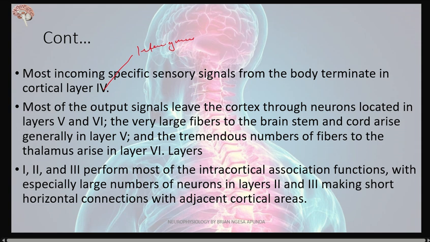The reason is because we have, not the extrapyramidal, but rather the large pyramidal and the fusiform cells that are likely to get their impulse from there. The very large fibers to the brain stem and cord arise generally in layer 5, and the tremendous numbers of the fibers to the thalamus arise in layer 6.